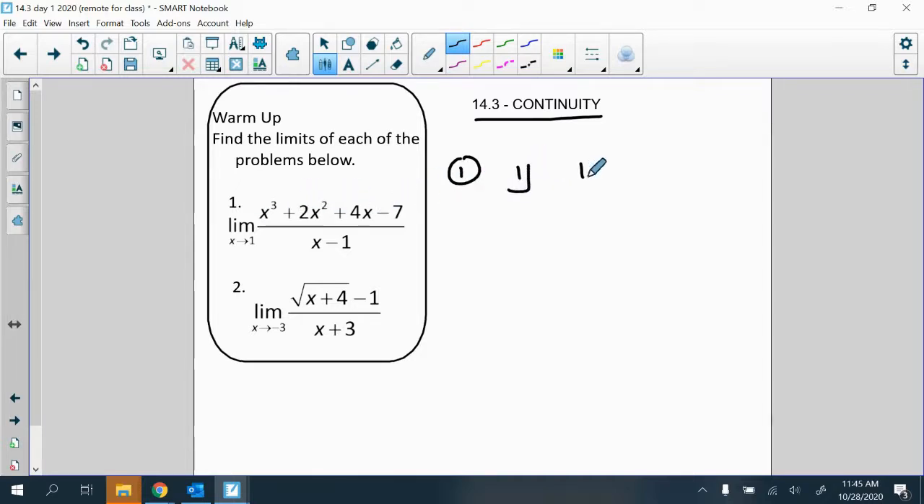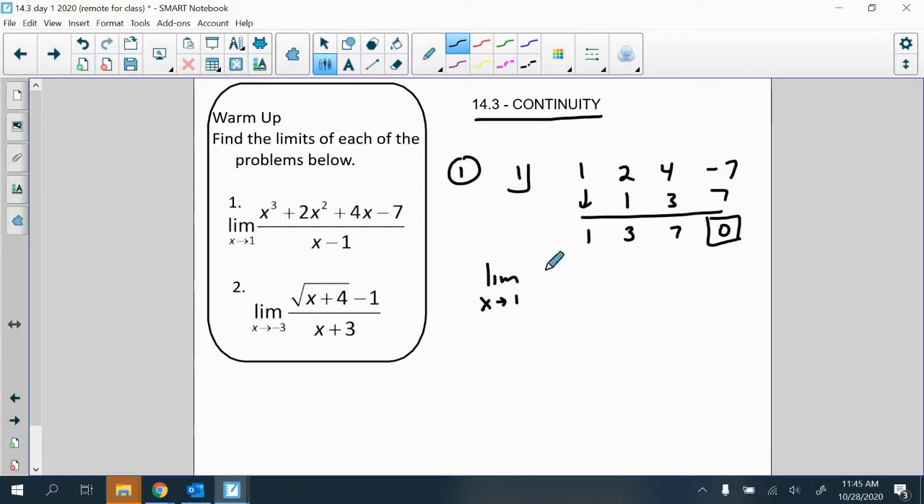long division or synthetic division. So I'm going to use synthetic division. 1 times 1 is 1, 2 plus 1 is 3, 3 times 1 is 3, 4 plus 3 is 7, 1 times 7 is 7. So I end up with a remainder of 0. So the limit as x approaches 1 of, I factored the numerator into x minus 1 times x squared plus 3x plus 7.